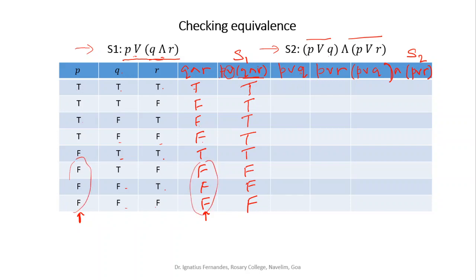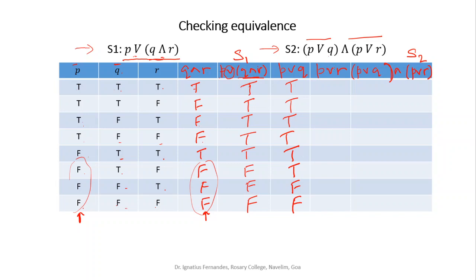Next I write down the truth values for P or Q. I'm using OR for P and Q. OR is true when at least one of them is true. So this is going to be T. T and T is T. T and T is T. T and F it is T. T and F it is T. I'm using OR, so F and T, at least one of them is true, so this is true. Here also one is T, so T. Here both are F, so F. Here both are F, so F.